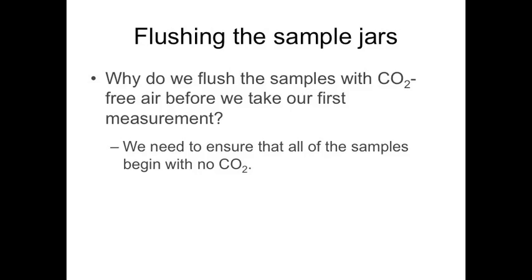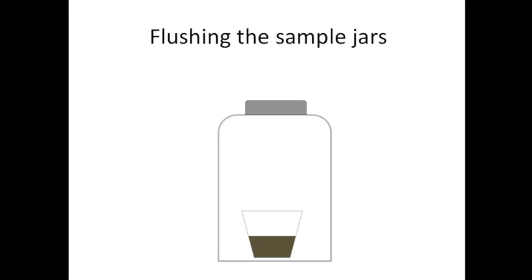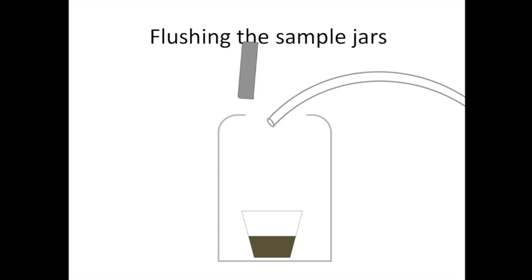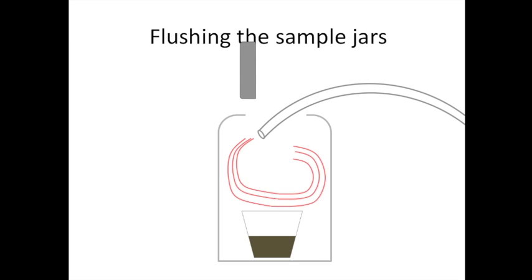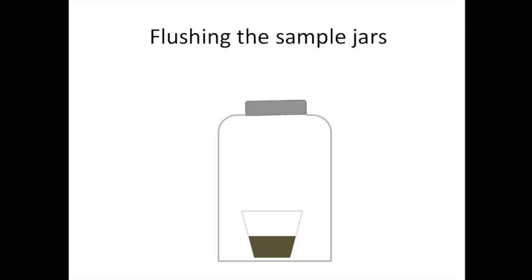Flushing is done by opening the jars, inserting a tube, and pumping CO2-free air into the jars for about 10 seconds. We then recap the jars and we're ready to measure.